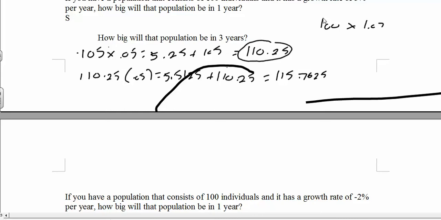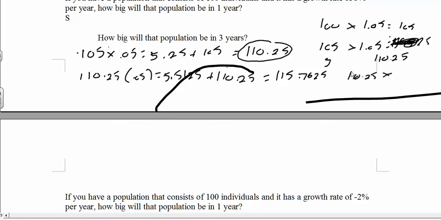Another simpler way to do this is if you just did 100 times 1.05. So that's basically saying you're multiplying by itself plus 5%. That would give you 105. Then if you did 105 times 1.05, that would give you 110.25. And then if you did 110.25 times 1.05, that would give you 115.7625. Okay? Sorry for that confusion.